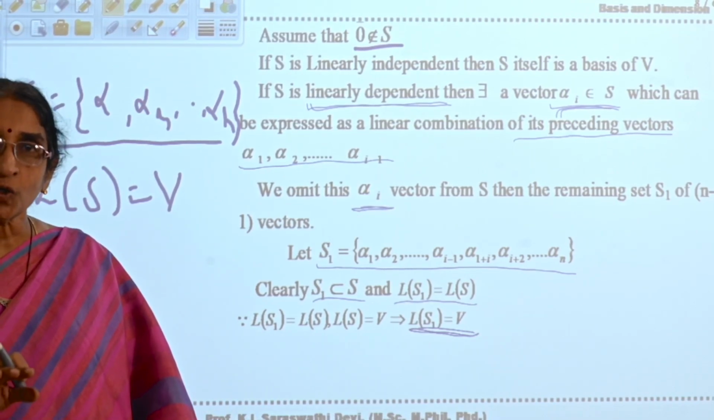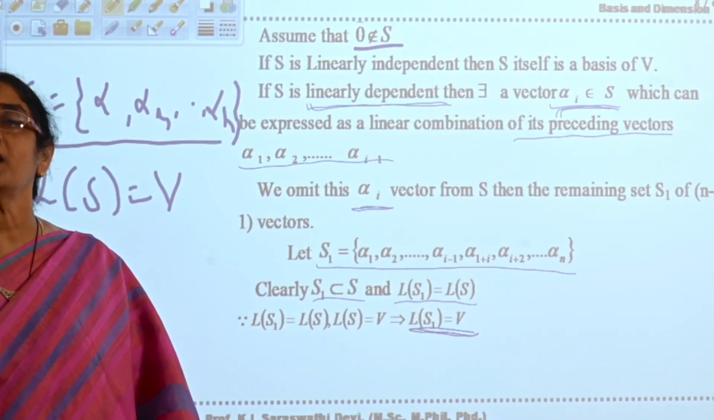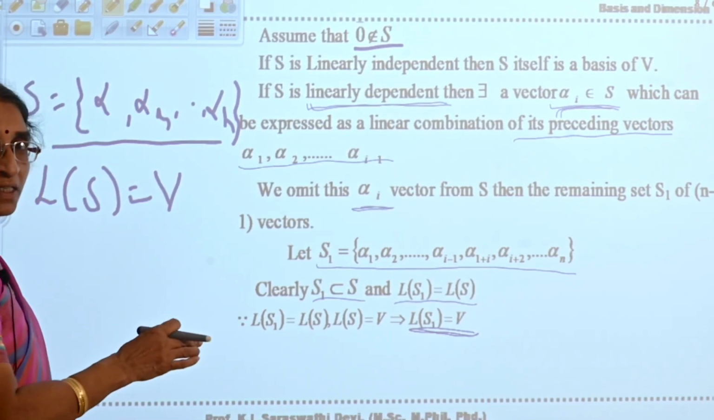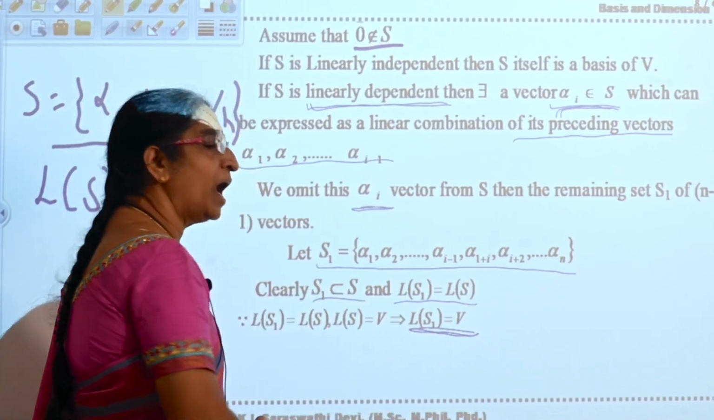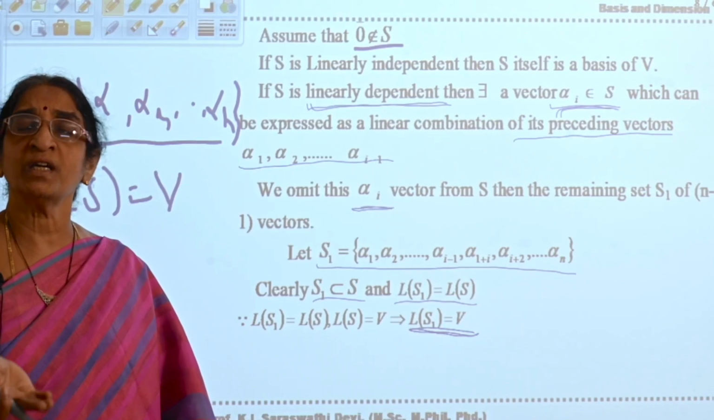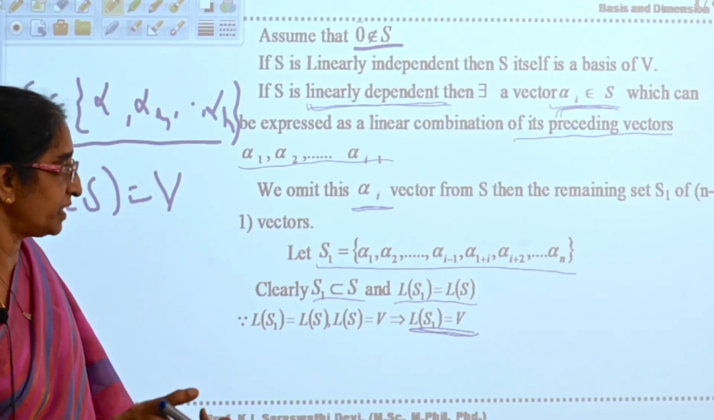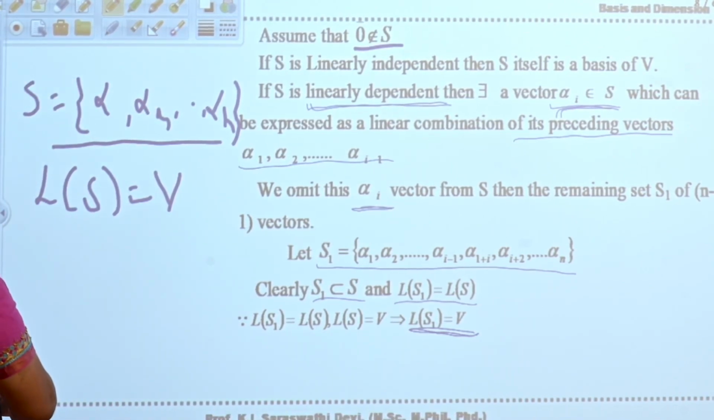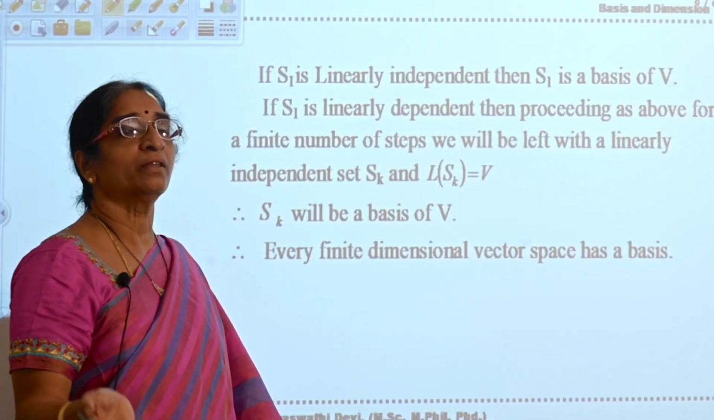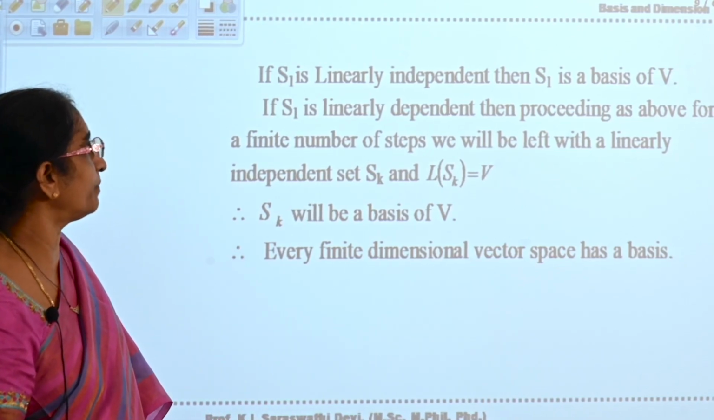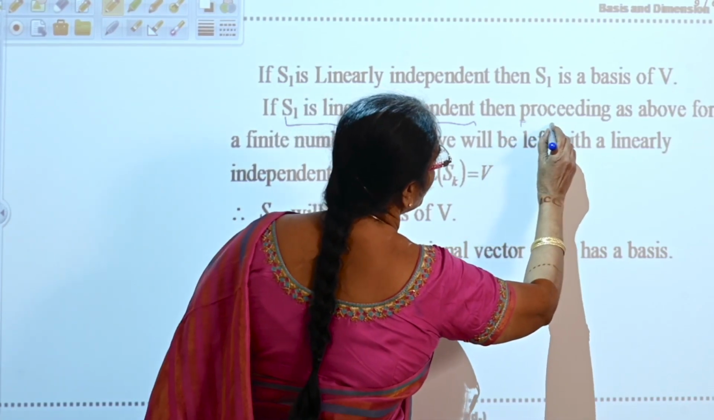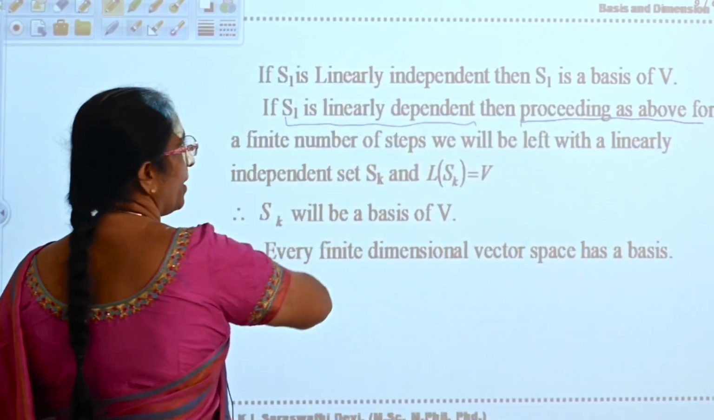Therefore, what can you say? If S1 is linearly independent, S1 will be the basis. Because L of S1 is equal to V and S1 is linearly independent, by the definition of a basis, S1 will be the basis. Now, if S1 is not linearly independent, then S1 will be linearly dependent, and you have to proceed with the above process.